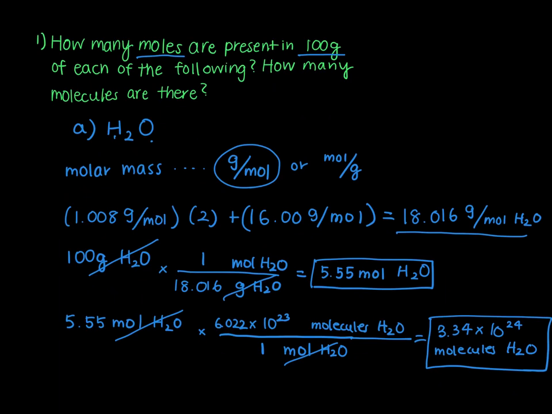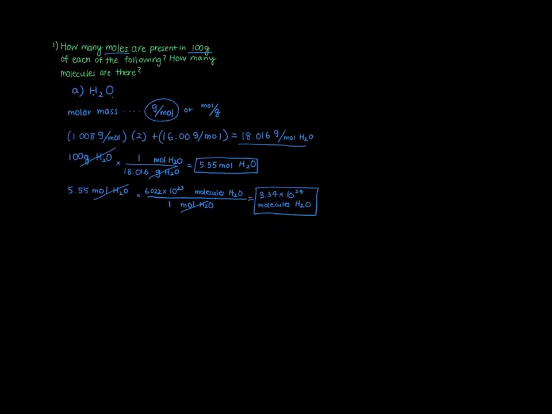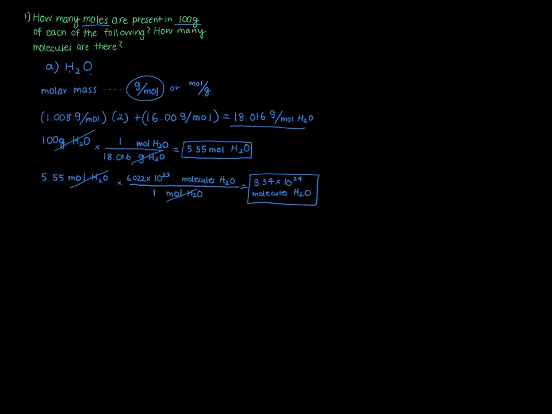Okay, so let's work on part B. So part B, we are given the compound C6H12O6. This is the formula for glucose. You may see this one in your future biology classes maybe. So, again, like that water example, we are going to find the molar mass of this first.